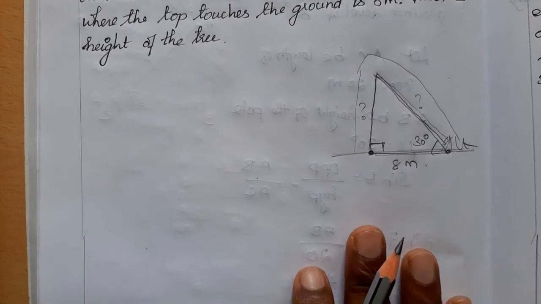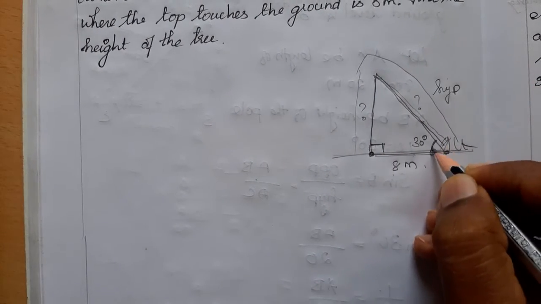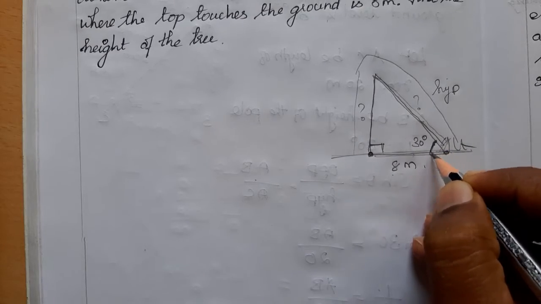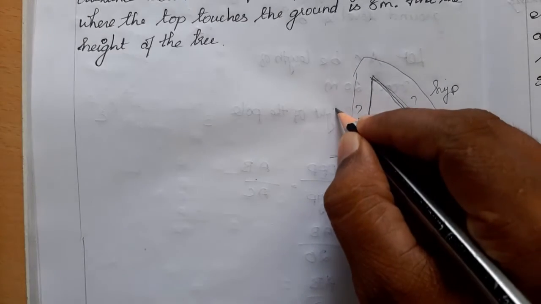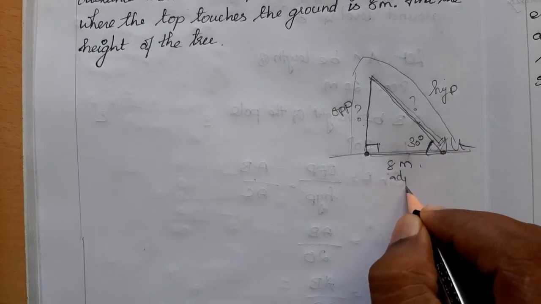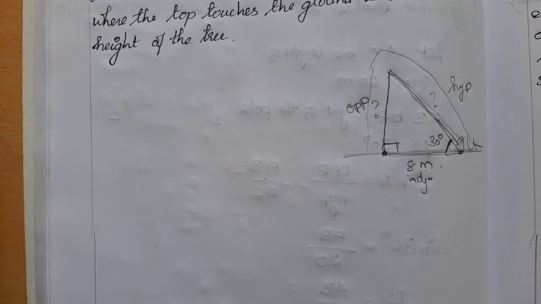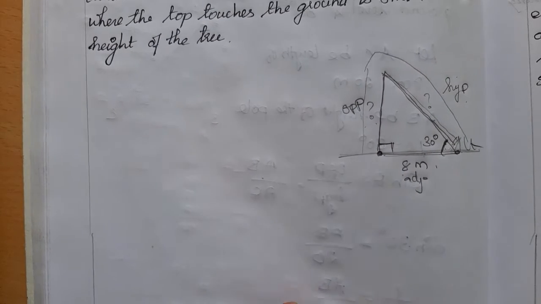Clear? So we know that this side is the hypotenuse, and this is theta, and the side opposite to theta is the opposite side, and this is the adjacent. We have the adjacent side and the angle. We have to find the opposite and the hypotenuse. So first let me find the hypotenuse.